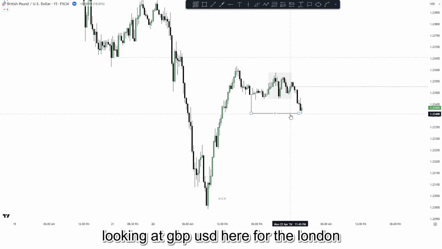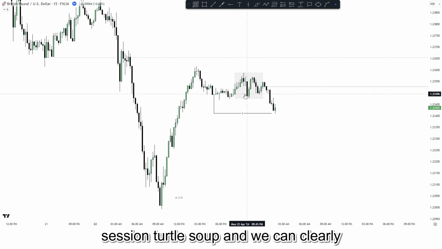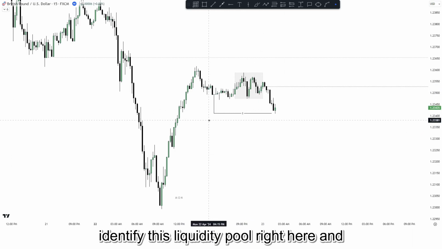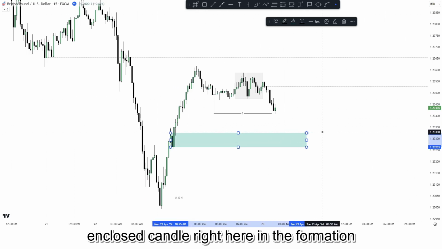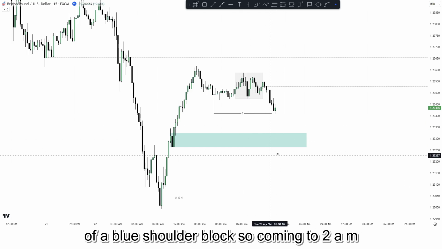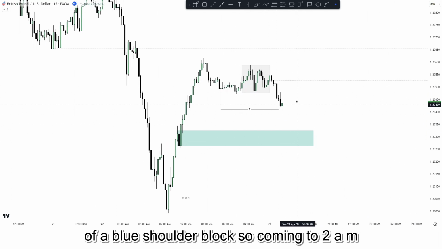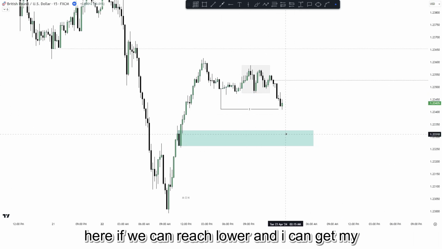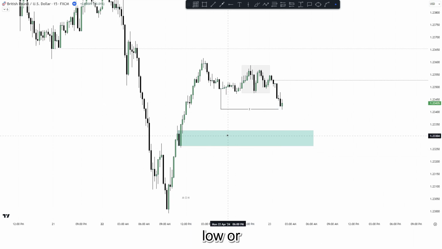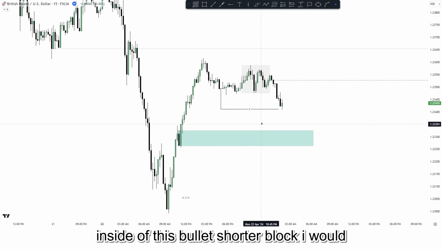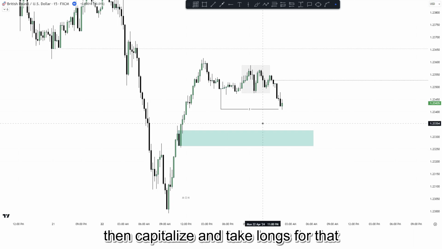So we're looking at GBP USD here for the London session turtle soup. And we can clearly identify this liquidity pool right here, as well as this last down close candle right here in the formation of a bullish order block. So coming into 2 a.m. here, if we can reach lower and I can get my entry confirmation either at this low or inside of this bullish order block, I would then capitalize and take longs for that power of 3.